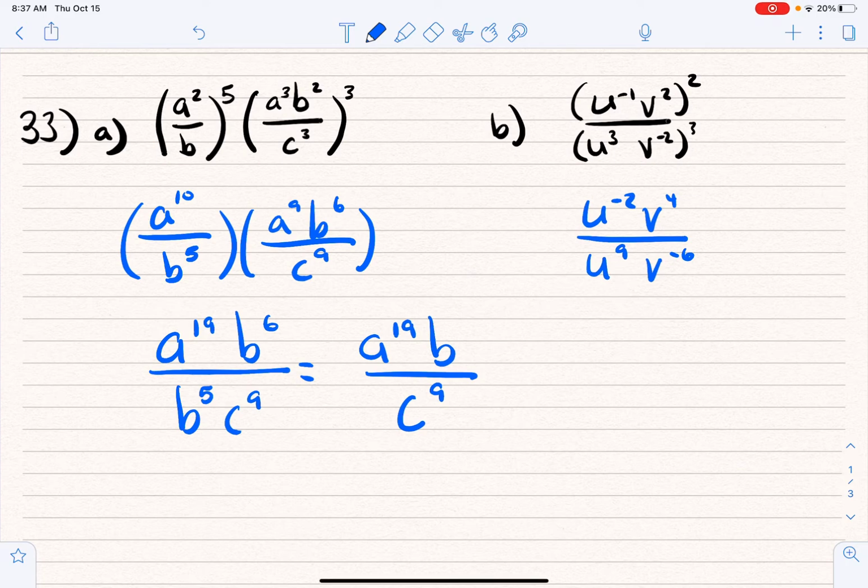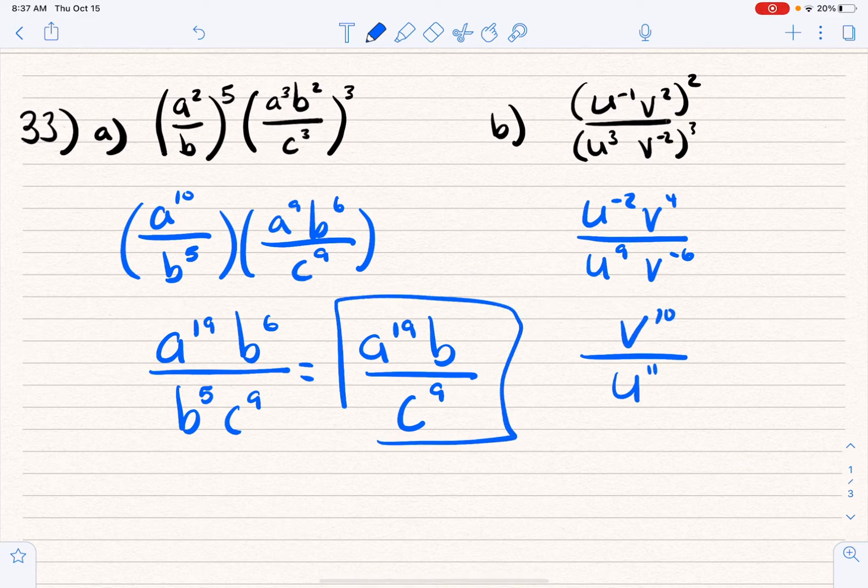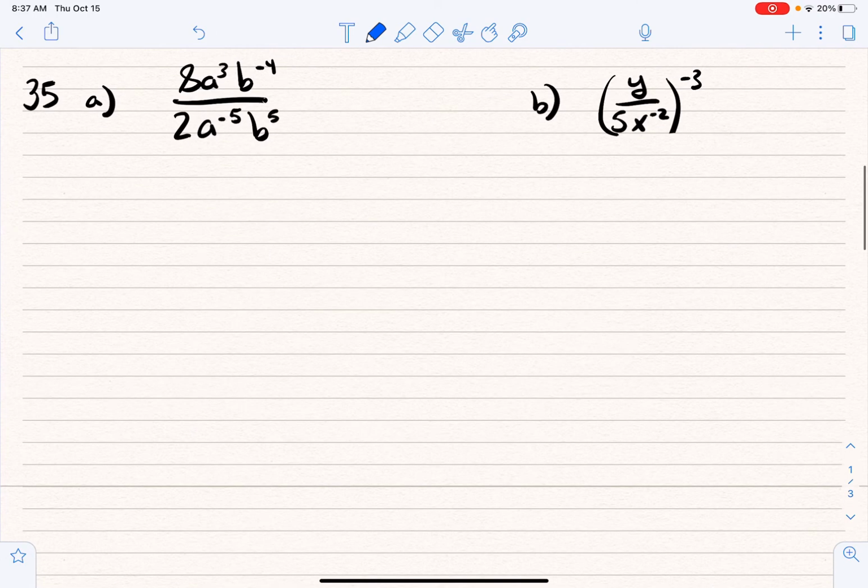And so the u to the negative 2 moves to the bottom, and that would become u to the 11th on the bottom when combined with u to the 9th. And you have v to the negative 6, which jumps to the top, so that makes v to the 10th up top. And so here's your answer for part A, and here's your answer for part B. Okay, moving on. Number 35.